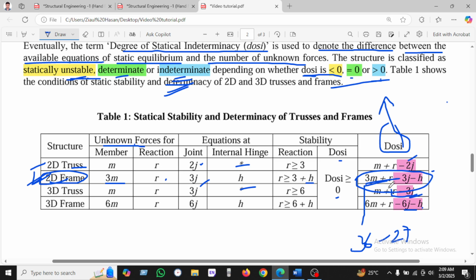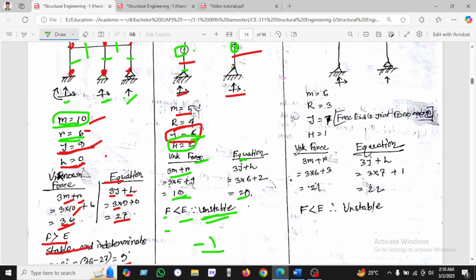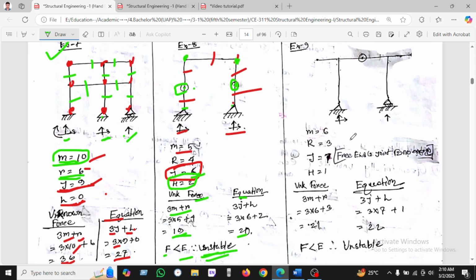So you can use this formula also, and after the calculation we will find minus 1. So minus 1 we compare with this one. Minus 1 is less than 0, so it will be statically unstable. Okay. Let's see another. Here we can see the members.